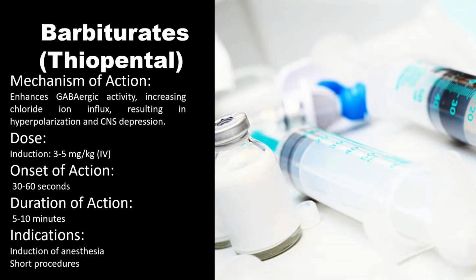barbiturates, which include thiopental. Their mechanism of action is to act on the GABA receptors present in the brain, which leads to increased chloride influx, which results in hyperpolarization and CNS depression. This working principle is the same for the other medicines we will discuss in the next slides, except ketamine.